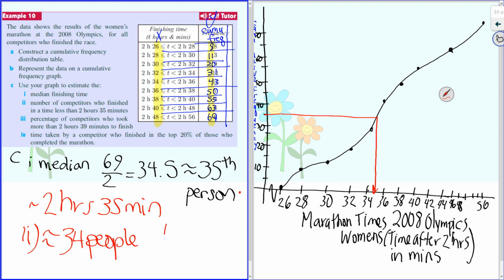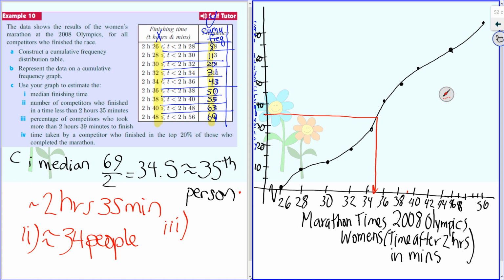Then for 3, they want to know the percentage of competitors who took more than 2 hours and 39 minutes to finish. So 2 hours, 39 minutes is a time. I go to the time part of my graph. Here's 2 hours 39. I go up, and on graph paper, this would be way better, I would go over. 53.